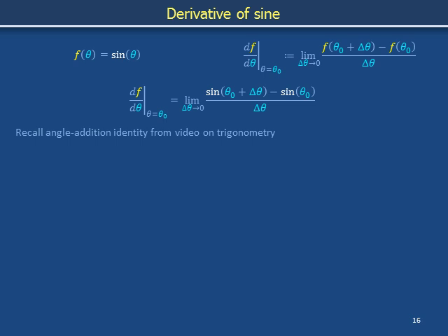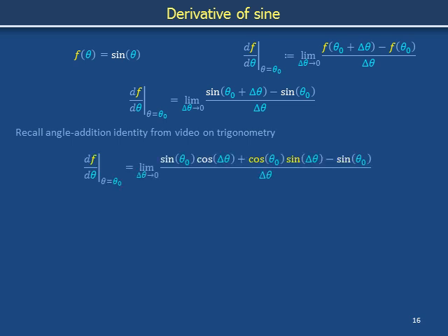Using the angle addition identity for sine we previously reviewed in the video on trigonometry, we rewrite sine on theta naught plus delta theta using the mnemonic sine cosine cosine sine, or more slowly sine on theta naught times cosine of delta theta plus cosine of theta naught in yellow times sine on delta theta in yellow. Everything else in the equation is untouched. Collect the terms formatted in white font in the numerator so that they read sine on theta naught times quantity cosine of delta theta minus 1.